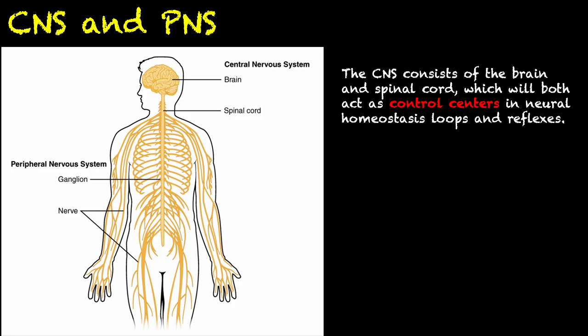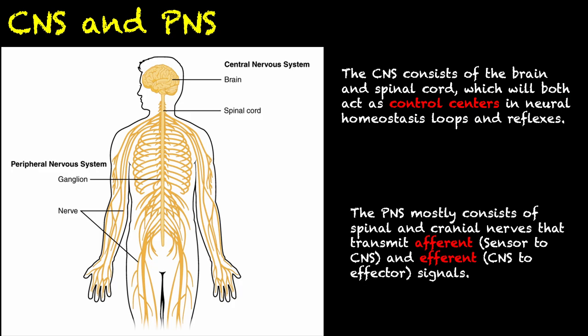The central nervous system is going to consist of the brain and the spinal cord, which are more often than not going to act as our control centers in those sorts of neural homeostasis loops and reflexes that we've looked at before. And then the peripheral nervous system is mostly going to consist of spinal and cranial nerves that carry the information over long distances, whether it is an afferent signal, which is the signal sent from the sensor to the control center. So this would be, say, from the hand to the brain or from the heart to the brain, and then efferent signals, which would be going the other way. So this would be from the central nervous system to the effector, so from the brain to a muscle or something like that.